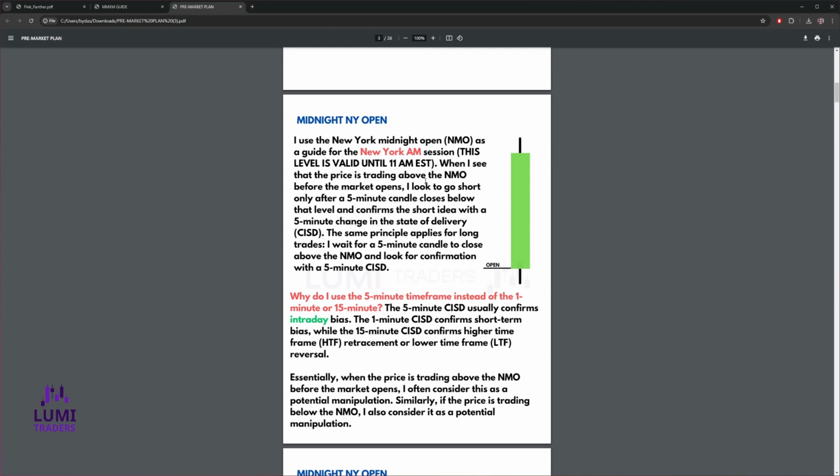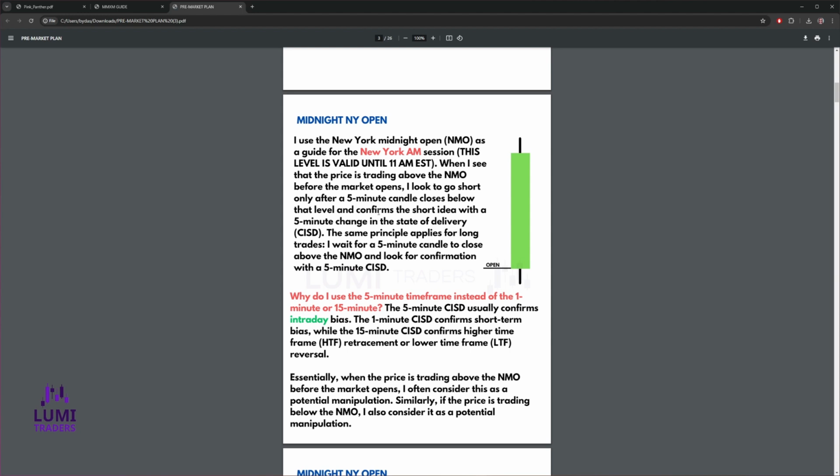When I see that price is trading above New York Midnight Open before the market opens, before 9:30 AM, I look to go short only after a 5-minute candle closes below that level. Once again, closes below that level at the open, after 9:30 AM or at 9:30 AM. I wait for the close of a 5-minute candle below New York Midnight Open and wait for confirmation. This confirmation must be a 5-minute change in the state of delivery, or simply a 5-minute order block.